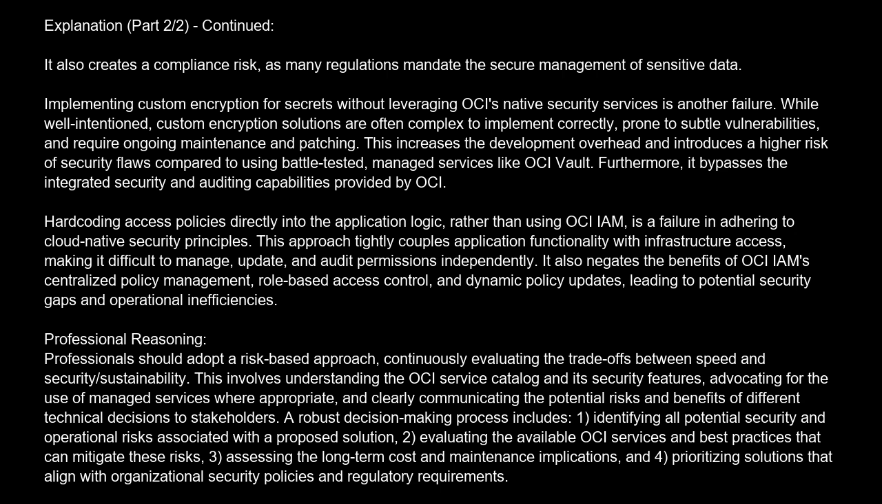A robust decision-making process includes: 1. Identifying all potential security and operational risks associated with a proposed solution. 2. Evaluating the available OCI services and best practices that can mitigate these risks. 3. Assessing the long-term cost and maintenance implications. And 4. Prioritizing solutions that align with organizational security policies and regulatory requirements.